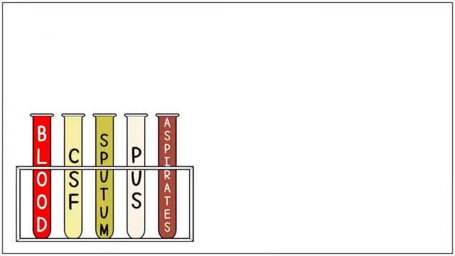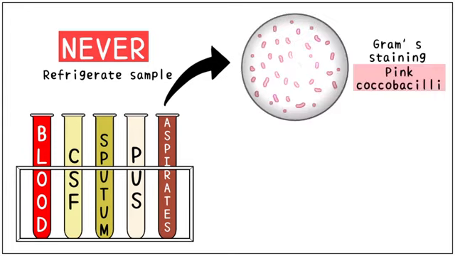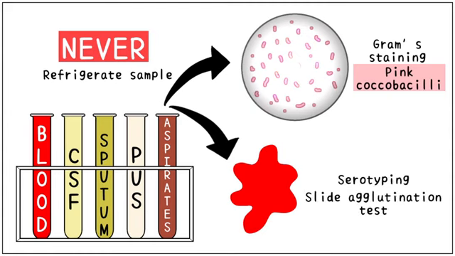For the laboratory diagnosis of Haemophilus, we can use blood, CSF, sputum, pus, or any other aspirates depending on the site of the infection. It is important to remember that Haemophilus is a delicate organism and is easily killed by low temperature, so never refrigerate these samples. On gram staining, we can see pink or gram-negative cocobacilli. For serotyping, slide agglutination test is preferred.